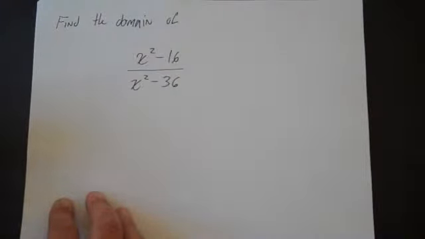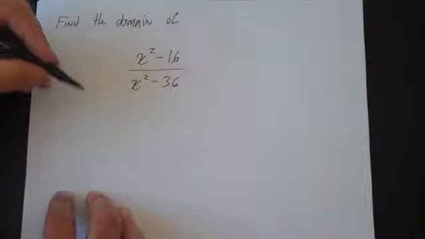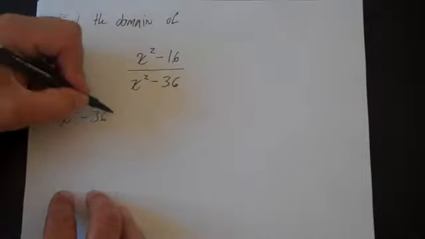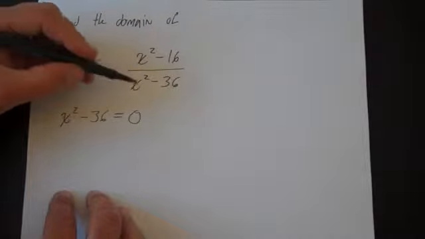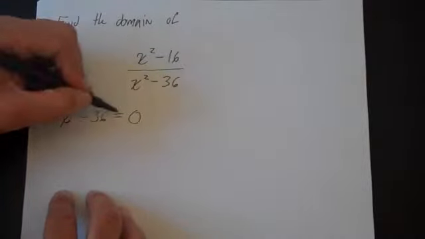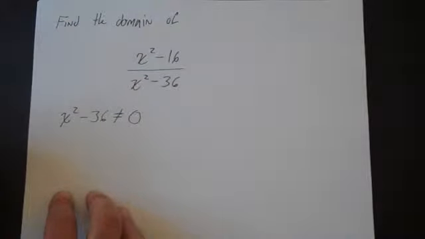Are there any square roots? No. Are there any logs? No. Are there any denominators? There is a denominator. So what happens is this denominator cannot be equal to 0. So we're going to solve for x squared minus 36 is equal to 0, and that's what it can't be. Sometimes people use notation as x squared minus 36 not equal to 0, however you would like to do that.